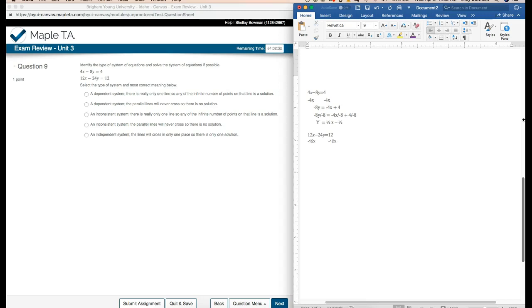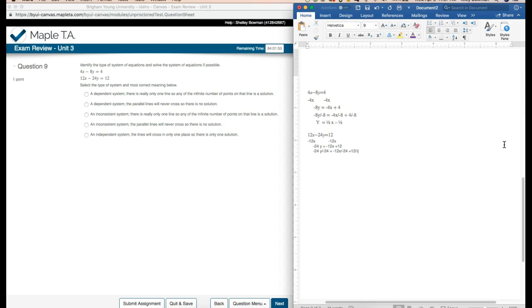12x minus 12x is 0, so we're left with negative 24y equals, keeping that x at the beginning for slope-intercept form, negative 12x plus 12, and then divide everything by that negative 24 to isolate the y. So I'm going to copy this here and put it down here for my next step. Divide by negative 24, divide by negative 24, and divide by negative 24.